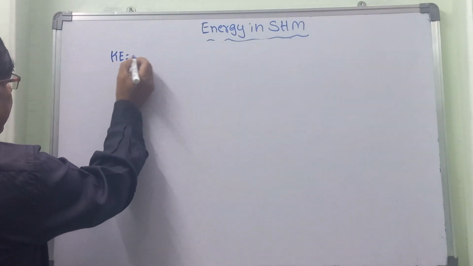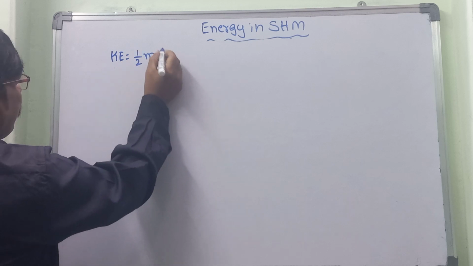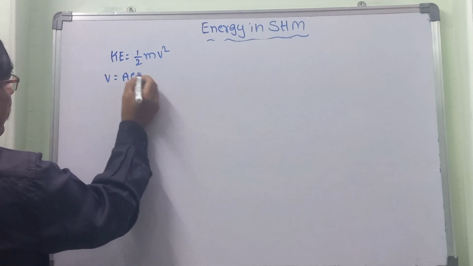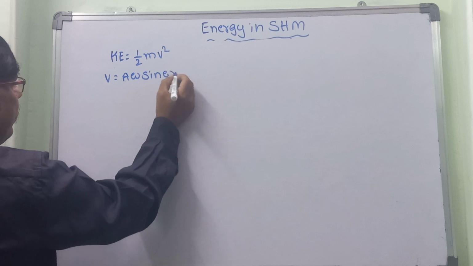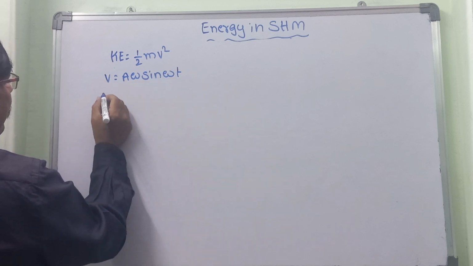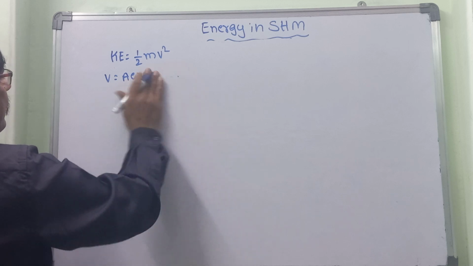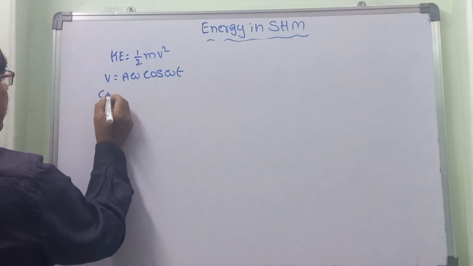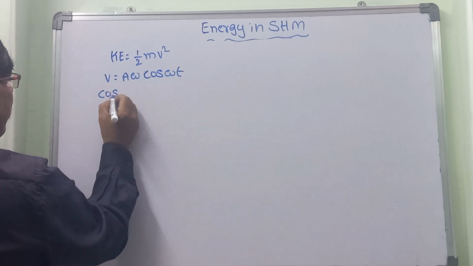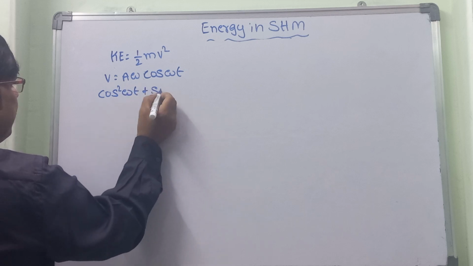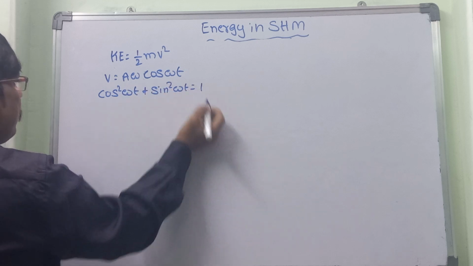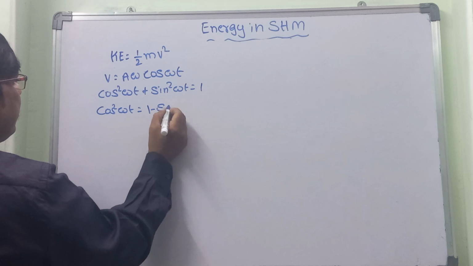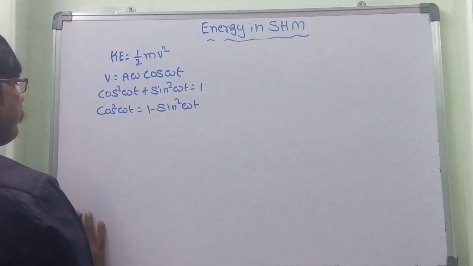We know that kinetic energy is half mv square. Again, the velocity in simple harmonic motion is a omega cos omega t. So keep this equation. Now, we know that cos square omega t plus sin square omega t is equal to 1. So cos square omega t is equal to 1 minus sin square omega t.